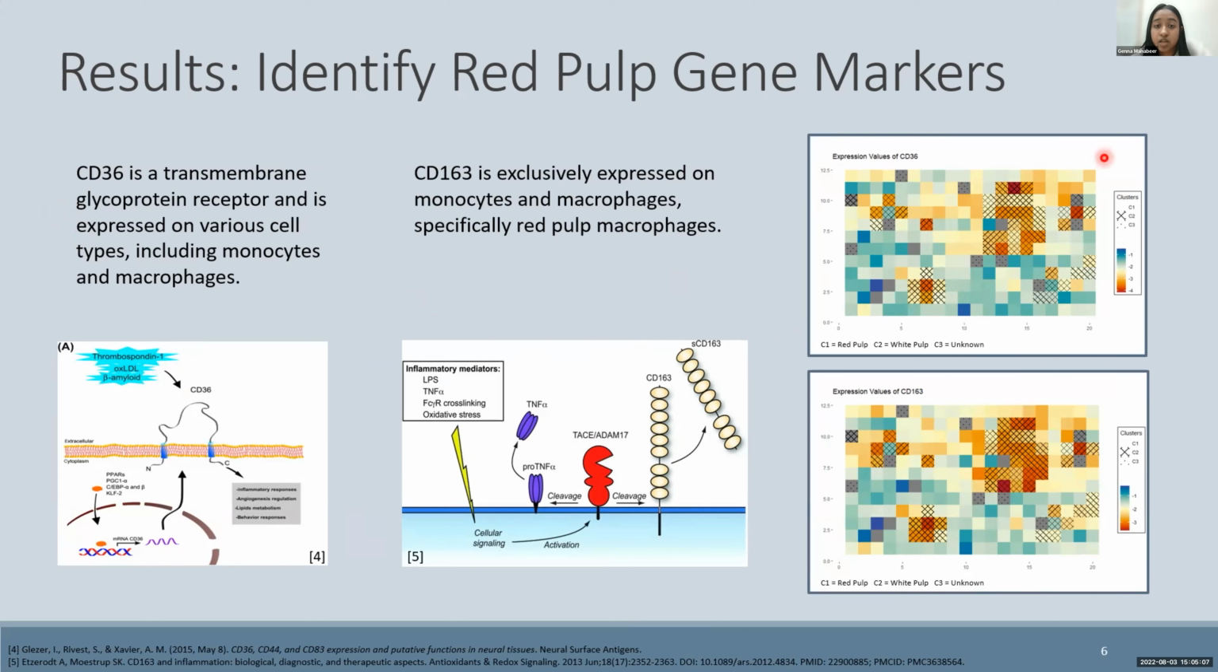And here to the right, looking at the expression value maps of both CD36 and CD163, you can see that there are more red-orange voxels in the white pulp region versus the blue-green in the red pulp region, and the same for CD163, showing that there is an overall lower relative expression level in the white pulp versus the red pulp.